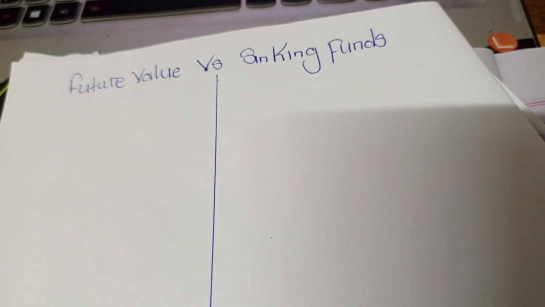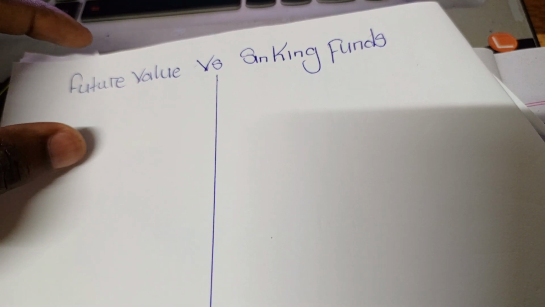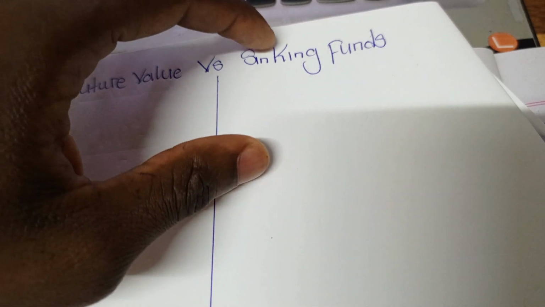With me, I have two examples which have the same content, but the English and the words in them are a little bit different, so that we know on which instance we should calculate future value and on which instance we should calculate sinking funds.